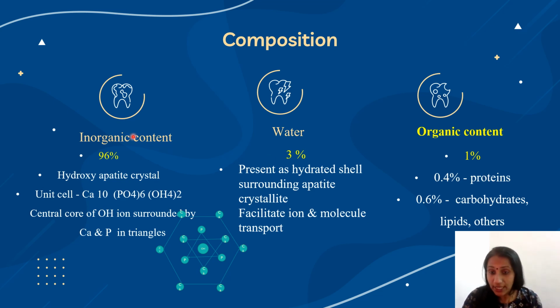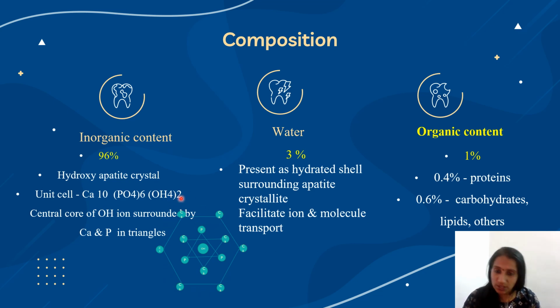When you look at the inorganic portion, it is basically made up of hydroxyapatite crystals, which are made up of calcium, phosphate and hydroxyl ions. So these three ions constitute the main crystal. So this is the formula for a unit cell. That is, a single hydroxyapatite crystal is going to be made up of this formula, that is Ca10(PO4)6(OH)2.